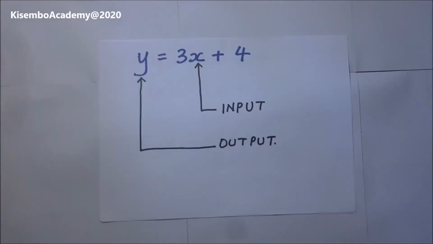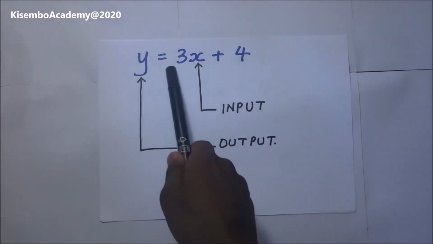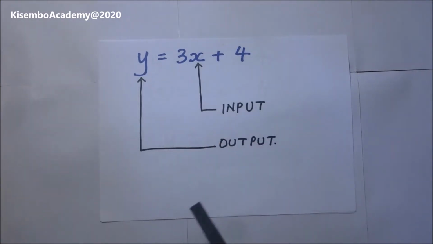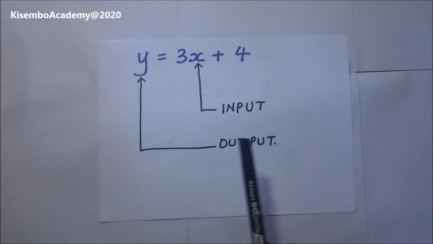So what exactly is a function? A function by definition is simply a process that changes a set of input numbers into a set of output numbers. Functions are normally represented by equations such as these you're seeing on your screen. We have right here y is equal to 3x plus 4. This is an example of a function.